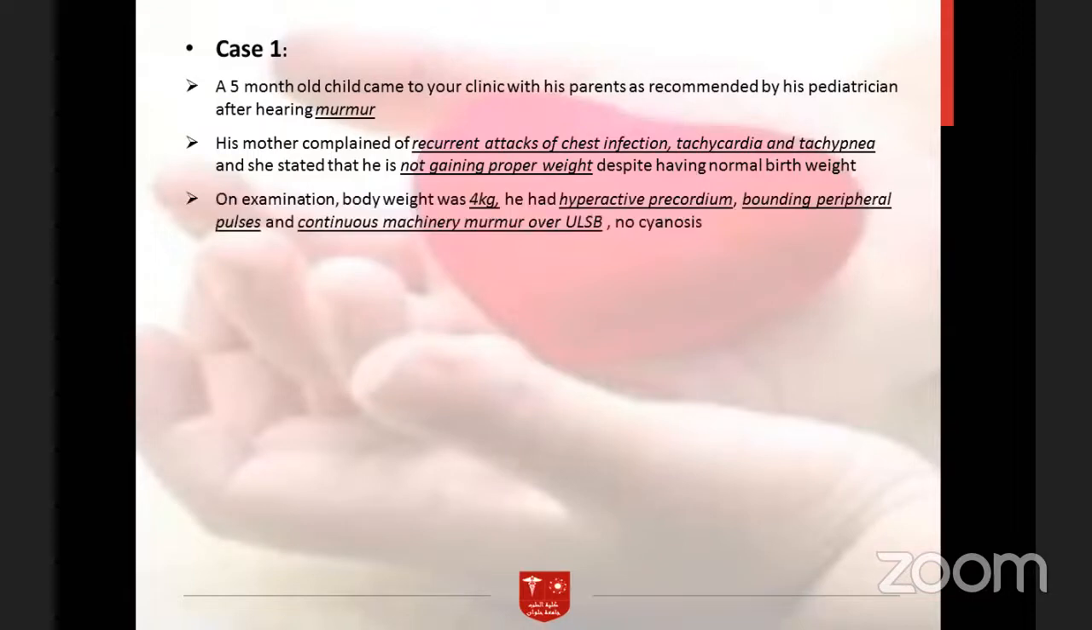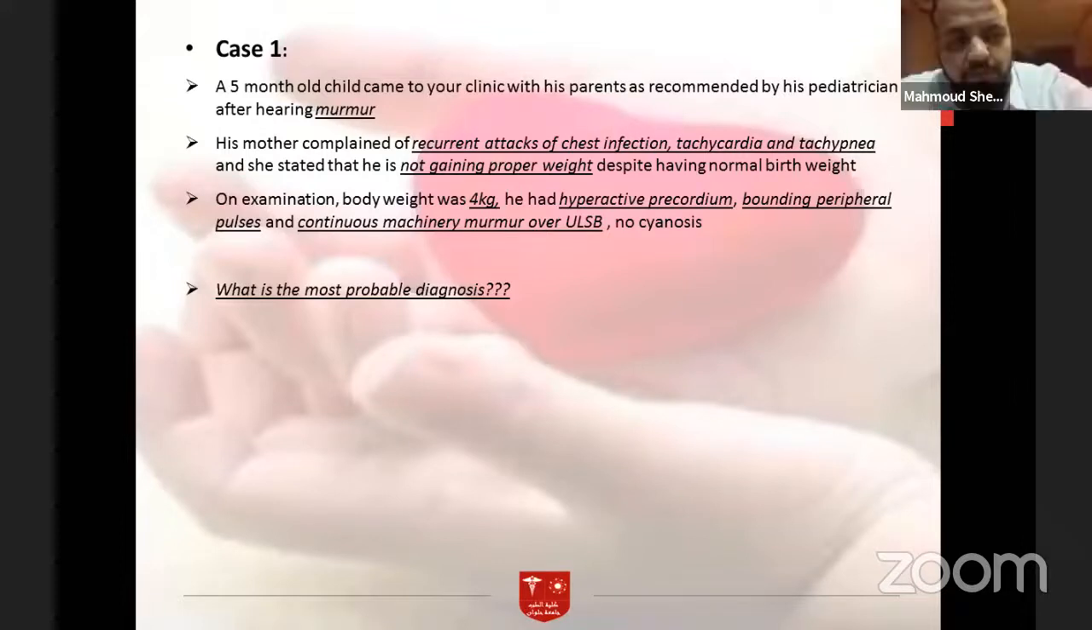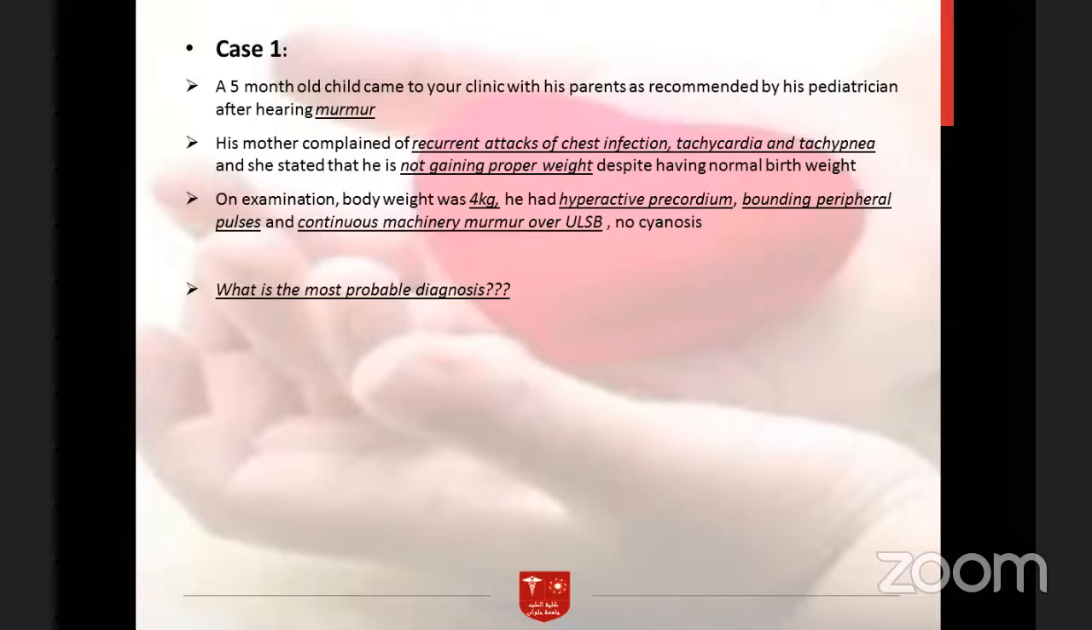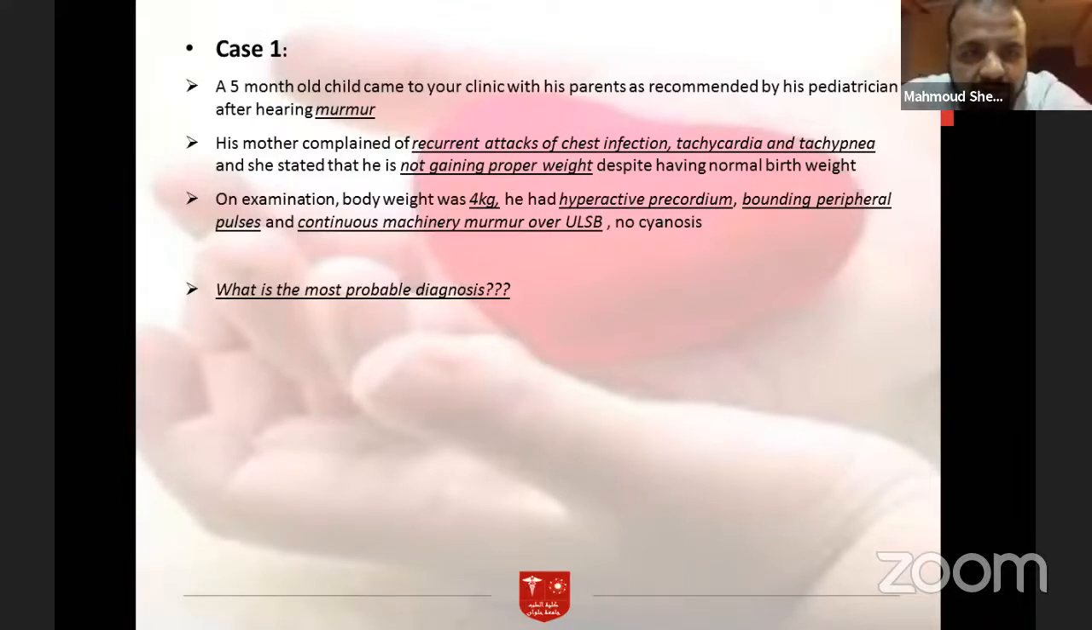On examination, the body weight was 4 kilograms. He had hyperactive precordium, bounding peripheral pulses, and continuous machinery murmur over the upper left sternal border with no cyanosis. So, what is the most probable diagnosis? Dr. Khaled, I would like to share here in this case.